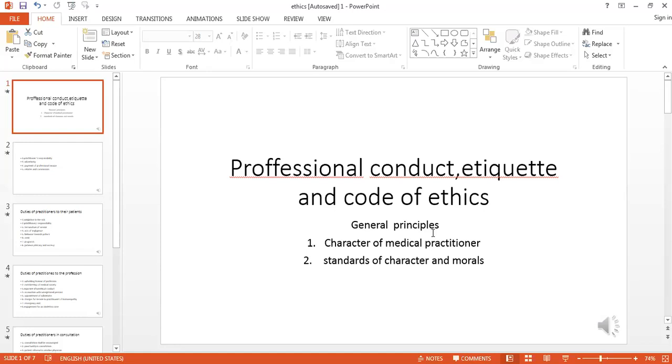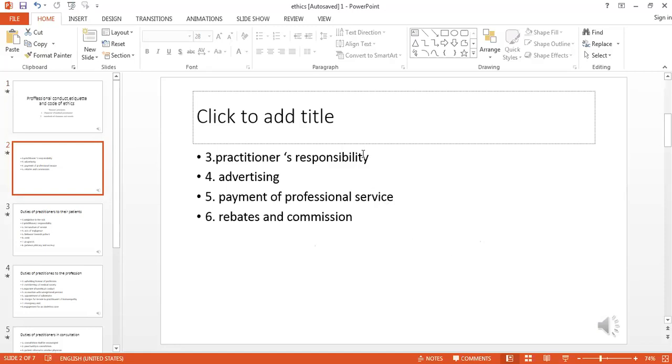Then after that we have seen the general principles, what is the character of that medical practitioner, or how he should treat the patient. Then he should have certain morals and the character should be good. Then we have seen the responsibilities of practitioner. He should not advertise his skills. He should not advertise his list of charges, or he should not advertise directly or indirectly the manufacturing products also.